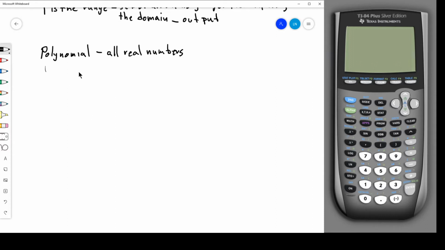Anything at all. Now, when I talk about power functions, what I'm really looking at here as far as restrictions are root functions. Some root functions have restrictions and some of them don't. If we have an odd root, odd roots have no restrictions, all real numbers.